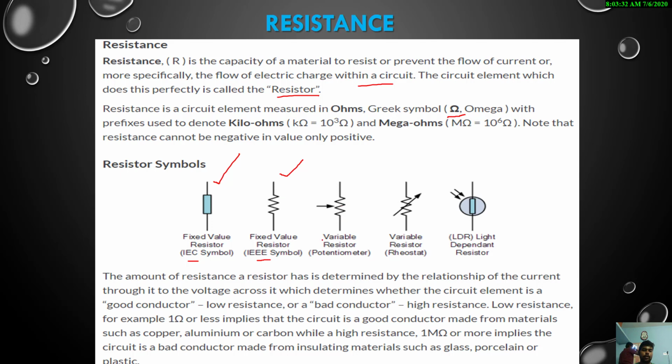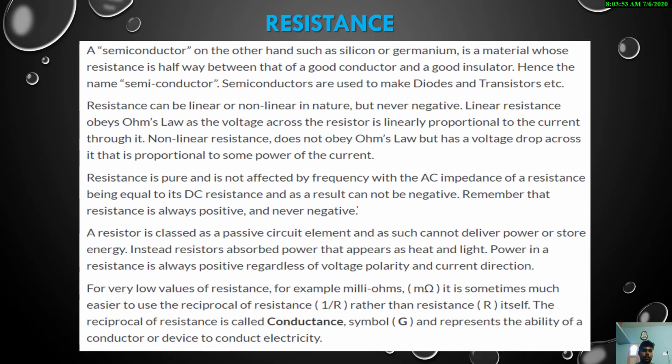And there is another one, variable resistance, that is the potentiometer, the symbol will be like this. And in the engineering field, the variable resistance, that is the rheostat, has a symbol like this. Another one is the LDR, that is the light dependent resistor. These are the basic symbols of a resistor.